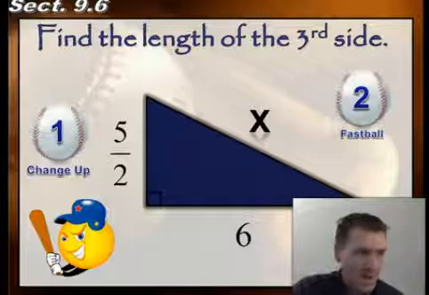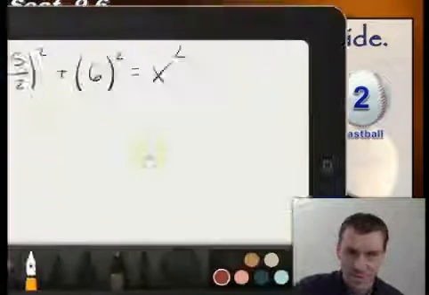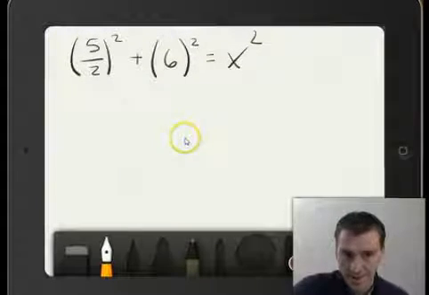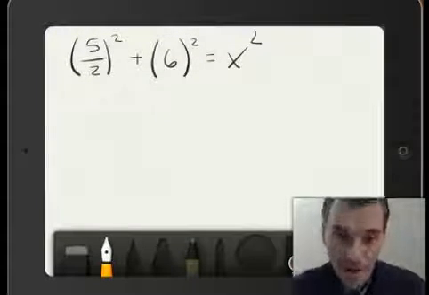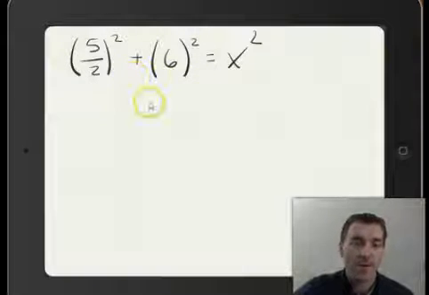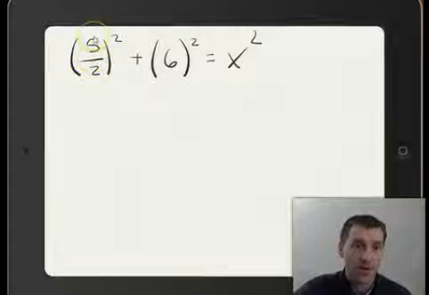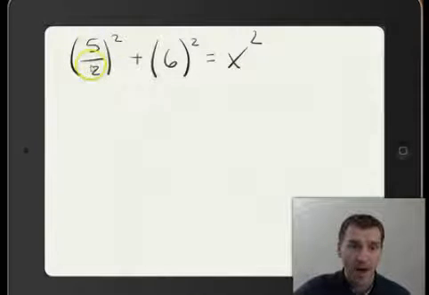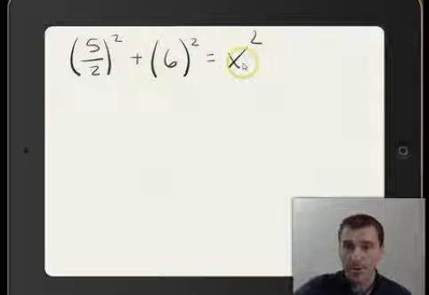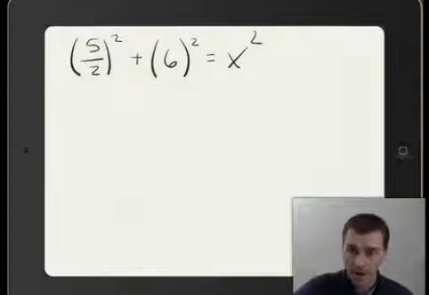So let me pull over my, this is going to be interesting. I've never done this before, but here we go. What I've just pulled over for you is a snapshot of my iPad. I've taken the triangle, you can see, and I put the legs in here, just straight up Pythagorean theorem. 5/2 squared, that's one of the legs, plus the other leg squared equals the hypotenuse squared. That is my goal.